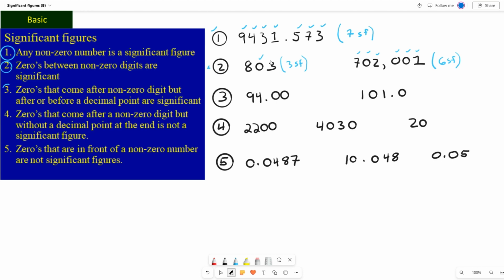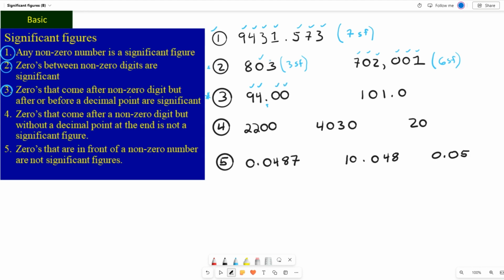Rule number 3 says zeros that come after non-zero digits and after a decimal point are significant. So let's take a look at a couple examples of that here. So if we have 94.00, now we're starting to look at numbers with decimals in them. Okay, so the 9 is obviously significant, the 4 is obviously significant. These two zeros come after a non-zero number and they're after a decimal point. So they are both considered significant.